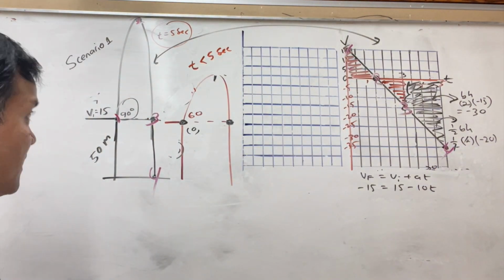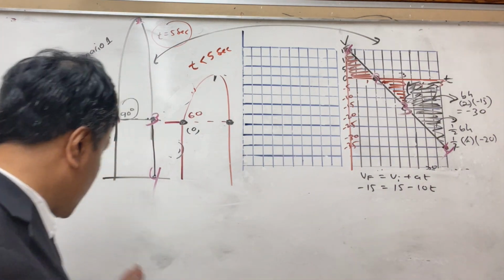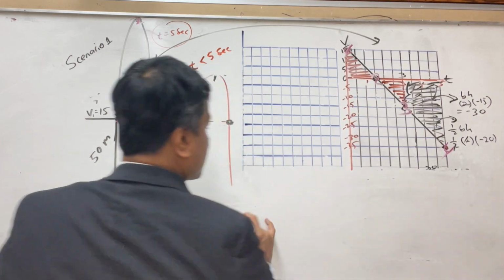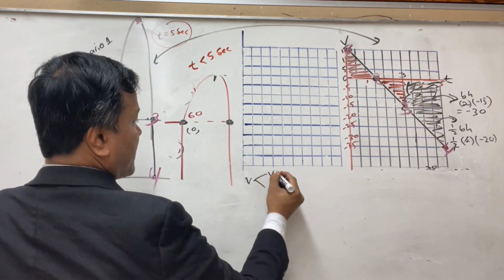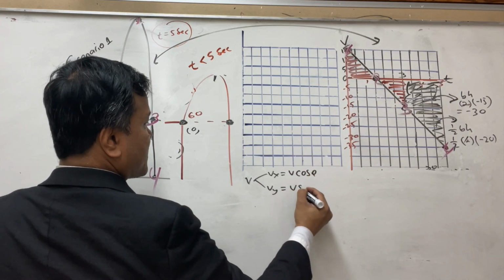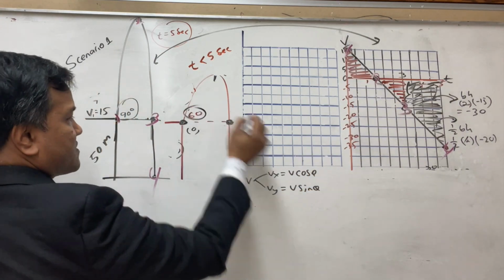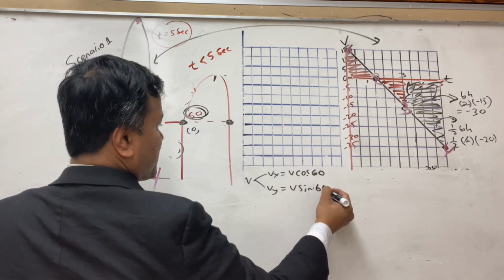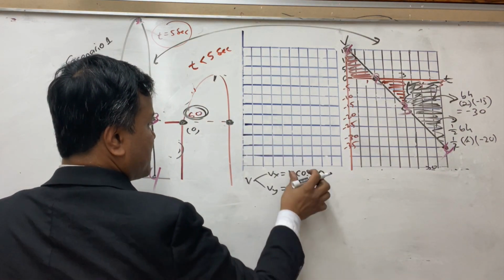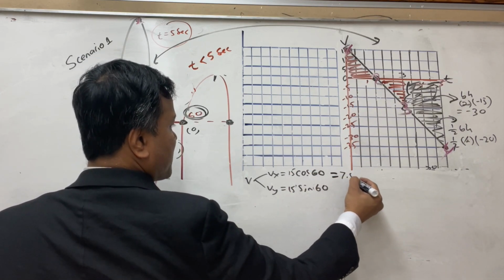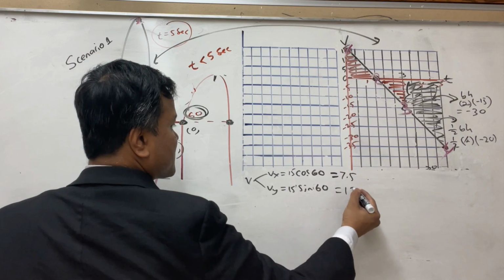Okay, good. Now let's do this one now. This one is totally different. Okay. So now we're going to start our conversation with Vx and Vy. Of course, V cosine theta and V sine theta. Cosine theta is 60 and sine theta is also 60. Alright, V is 15. Both cases you throw it with the same velocity. 15 cosine theta is 7.5 and 15 sine theta is 13.